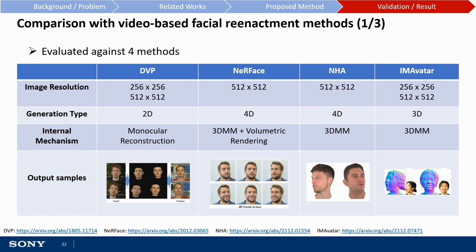Based on estimated 3D pose and expression parameters, NeRFace uses volumetric rendering to synthesize the image of the input face. NHA synthesizes the input 3D mesh using geometry and texture networks and optimizes the FLAME parameters to generate 3D reconstruction. Finally, IMAvatar employs implicit morphing to find the nearest canonical surface intersection and predict RGB values by querying the canonical network.